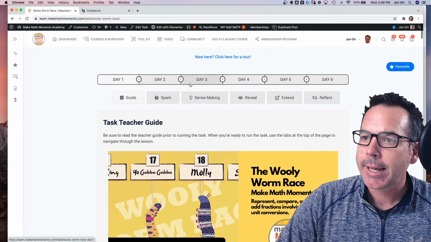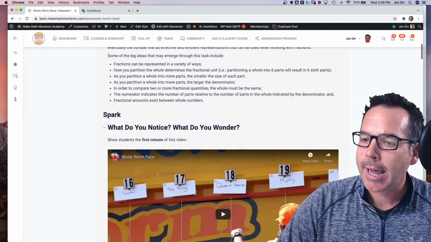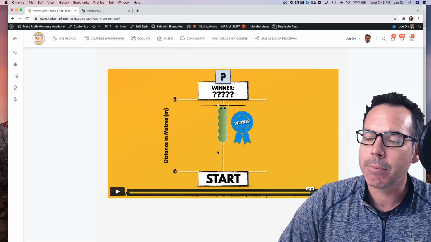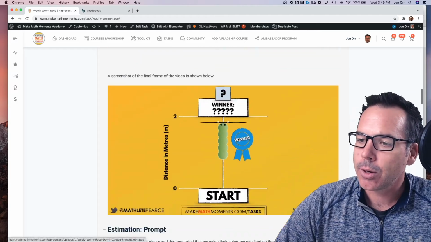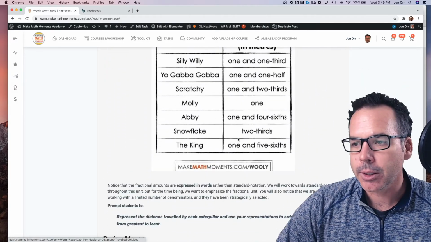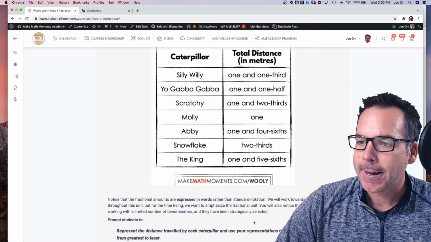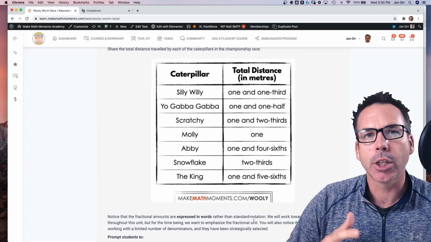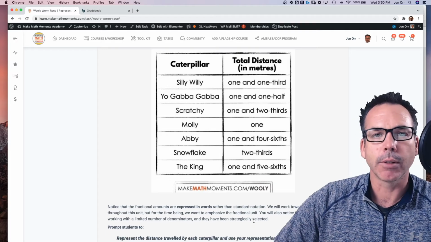Right now, I am in the woolly worms race task, which is on fractions. In this task, students are asked to see who's the winner and by how much, and they have to figure out which fraction is the biggest. So there's a moment here where you're asking students to figure out which is the largest number, who went the furthest, but you're going to want to nudge kids to use models to help you out, because we want to use models in lots of different places.